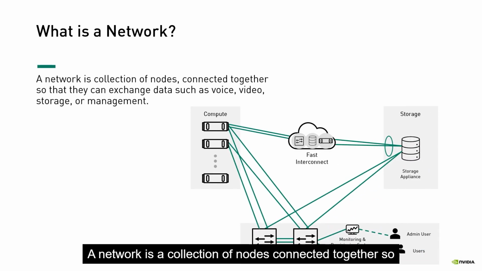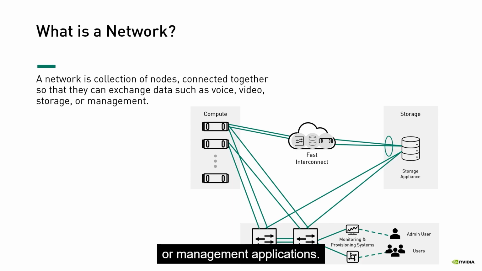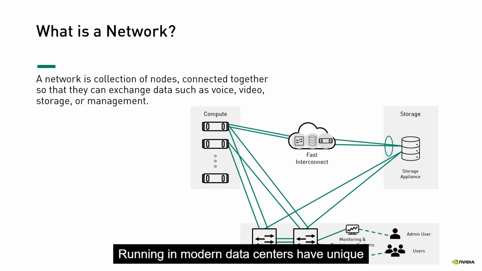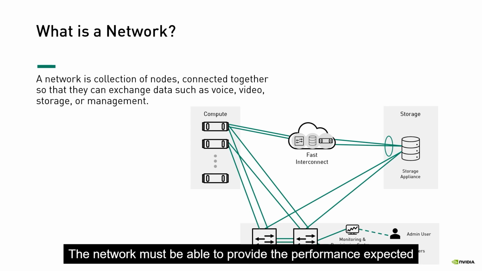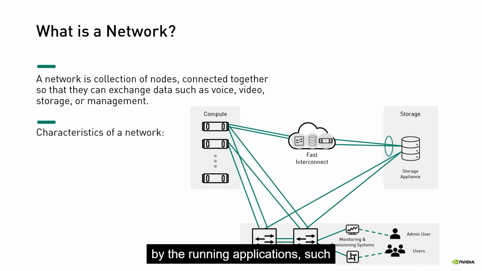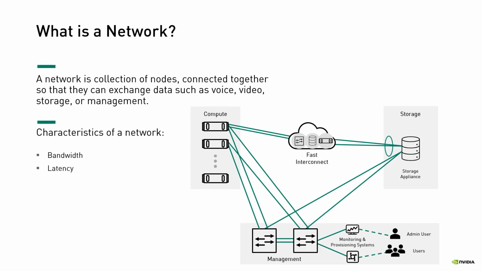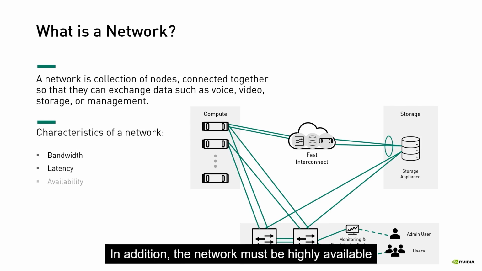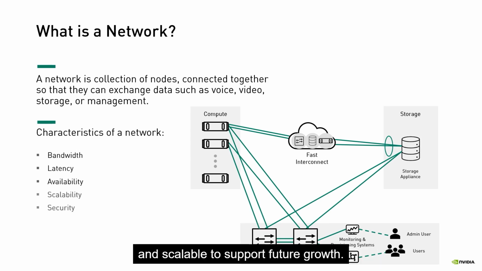A network is a collection of nodes connected together so that they can exchange data such as voice, video, storage, or management. Applications running in modern data centers have unique performance requirements. The network must be able to provide the performance expected by the running applications, such as high bandwidth and low latency. In addition, the network must be highly available and scalable to support future growth. This is not an easy task.